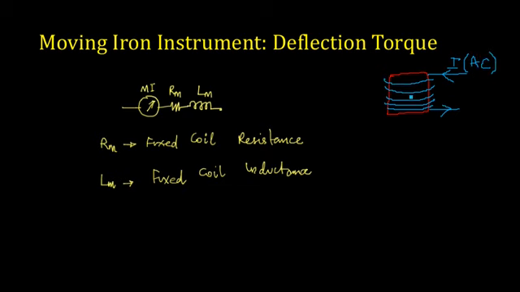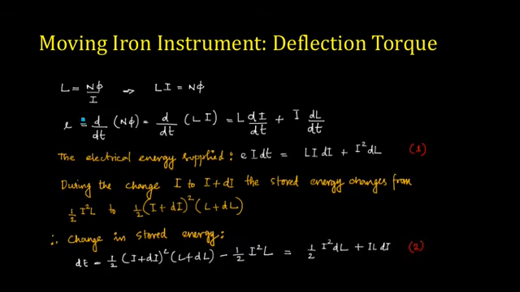So while it is carrying alternating current, the inductance element comes into picture. Rm is a fixed coil resistance, so we have one fixed coil only, and this fixed coil carries the current, and Lm is a fixed coil inductance. Now this inductance can be defined as N phi by I, where N is the number of turns, I is the current that is carried by the coil, and phi is the flux that is produced by the particular current. So from that you can write Li is equal to N phi.